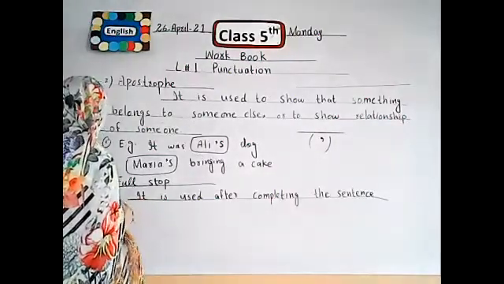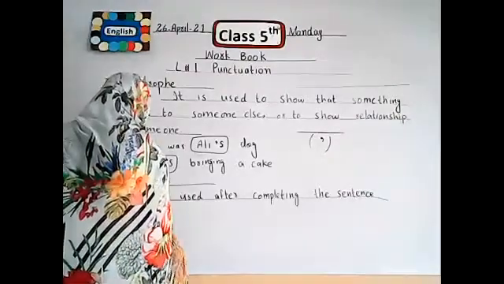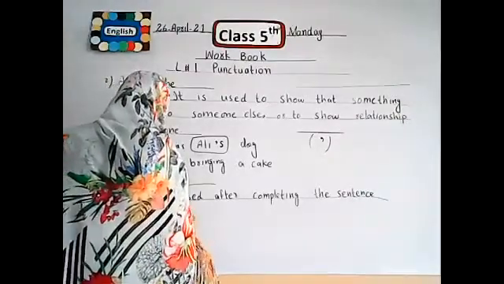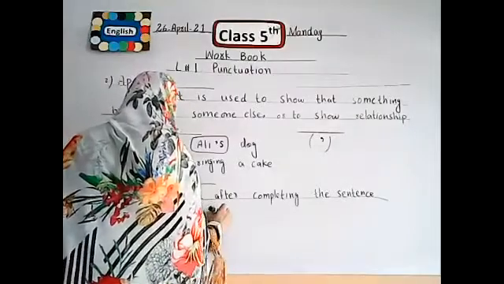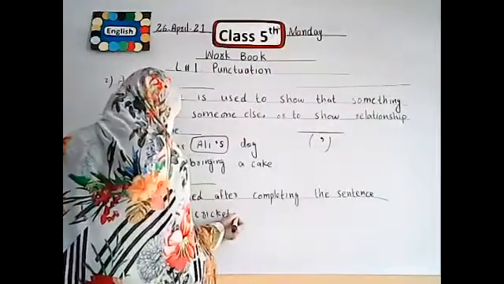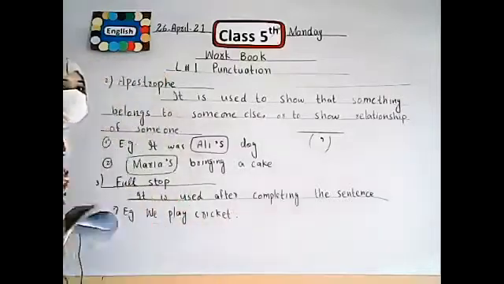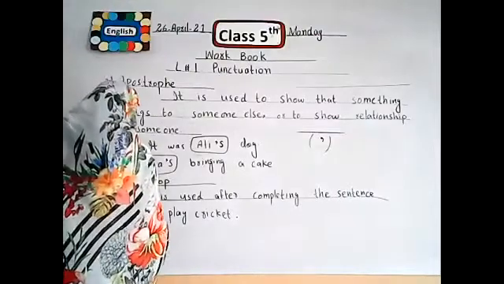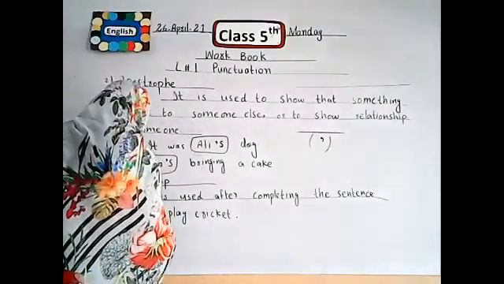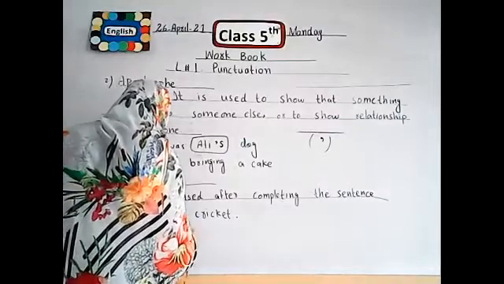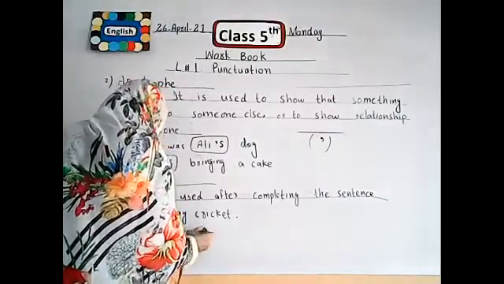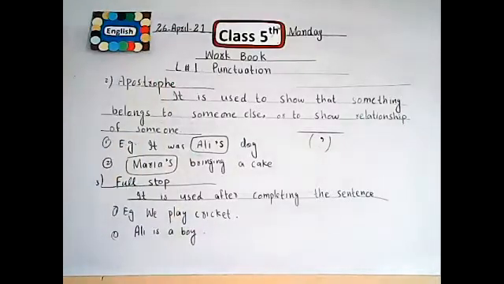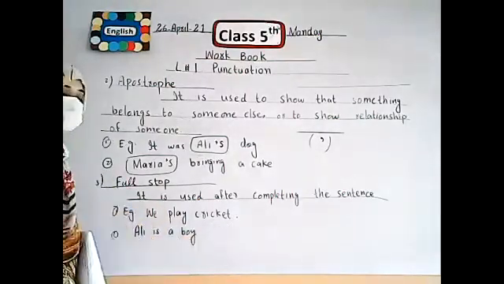First example is, we play cricket. This is the sign of full stop. The second example of this, Ali is a boy, and this is the sign of full stop. We make simple sentences and negative sentences. We use full stop at the end of the sentence.